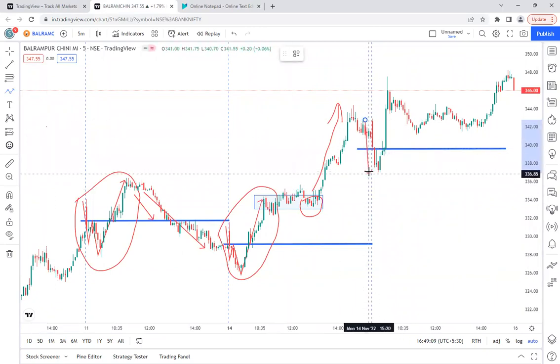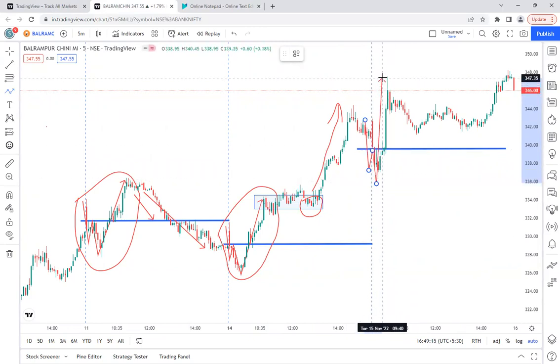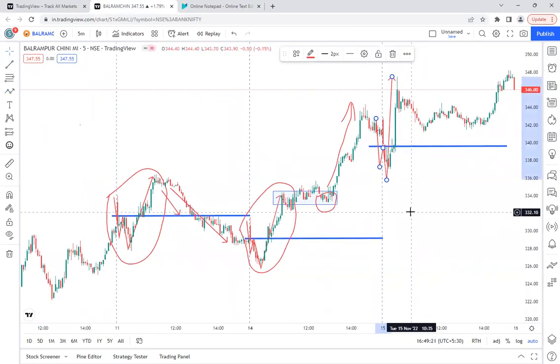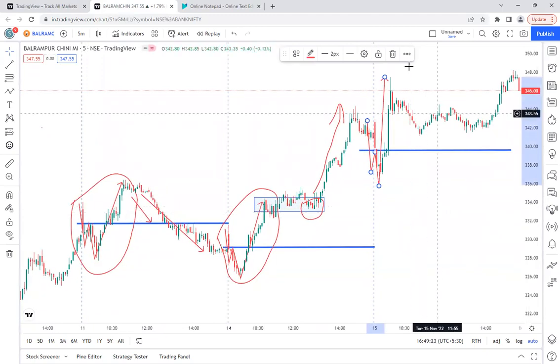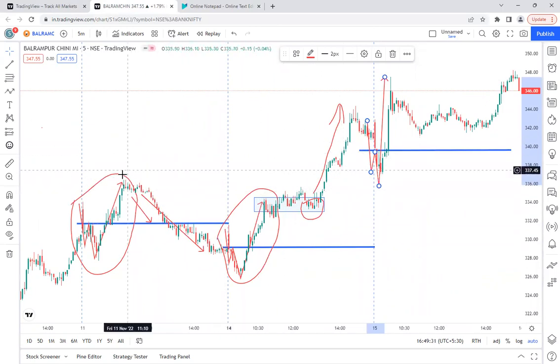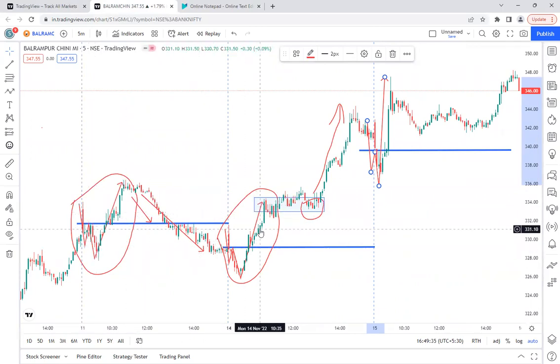Here also, first they fell down, they tried to go up, right? And they fell down again, but immediately they shot up towards the upside direction. Until this point of time, I think nobody will be ready to take positions. But after seeing this pattern, which is happening for the last 3 days, mainly the last 2 days, on 11th November we have seen the same pattern. On 14th November we saw the same pattern, and today also we are seeing the same pattern.